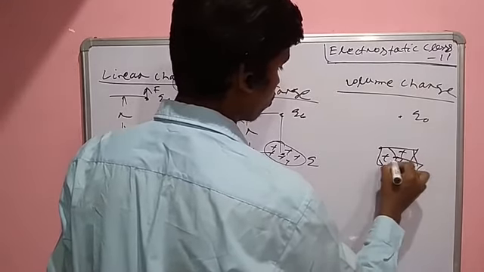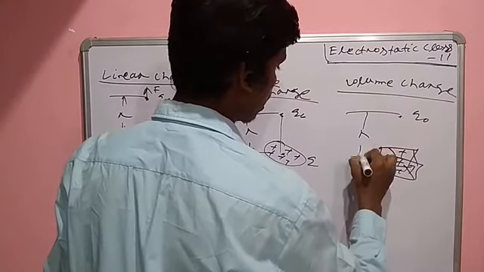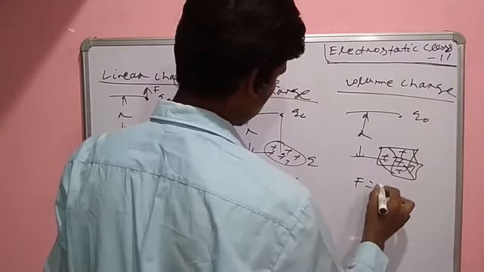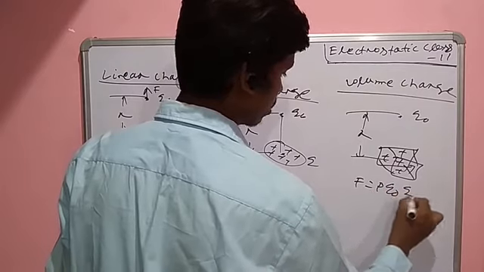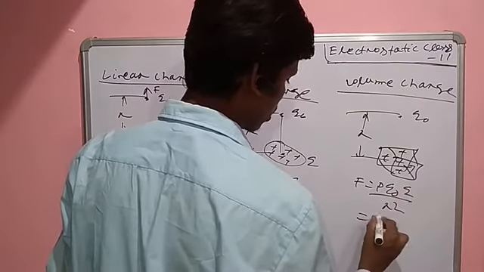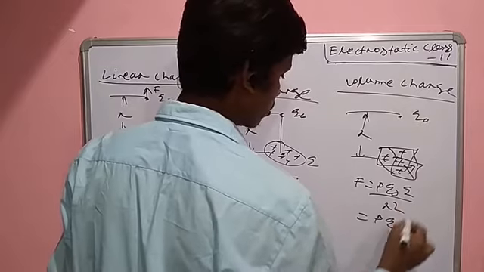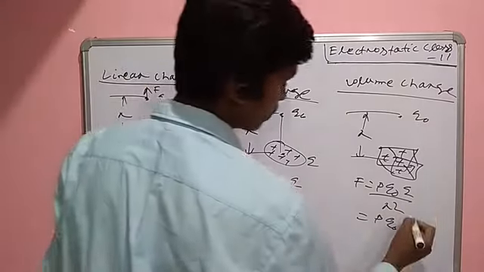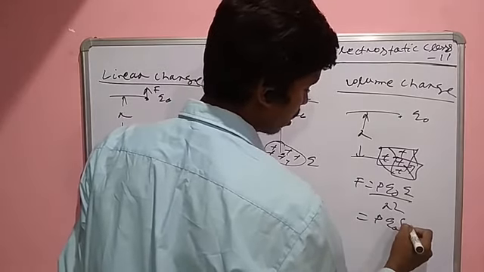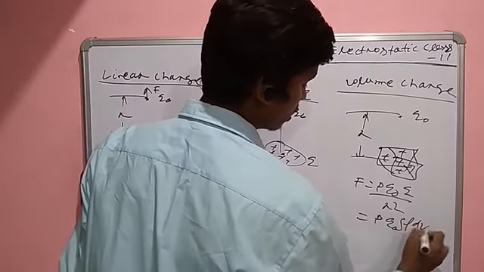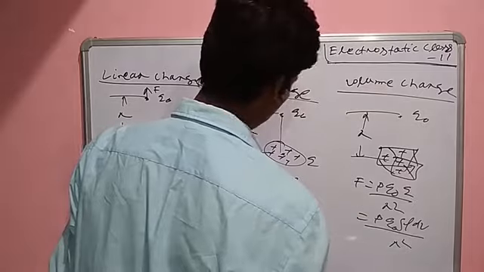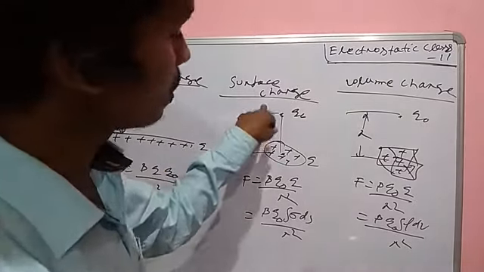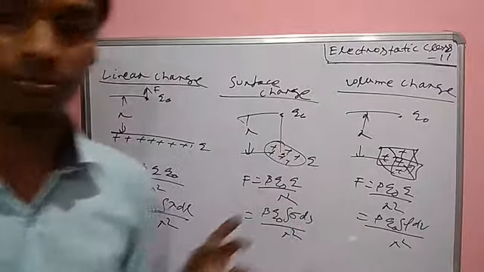Positive charge. Suppose the distance is R. The force is what? Beta q0 q by r square. Here beta q0 q, where q we have discussed just before, is the integration of rho dv by r square. This is the force due to linear charge, force due to surface charge, and force due to volume charge. This one.